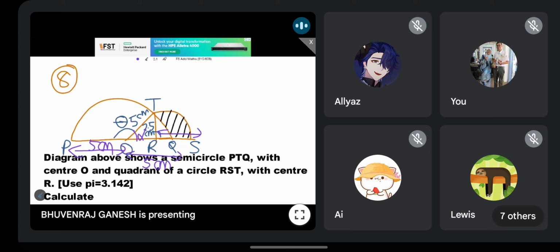Based on the diagram, you don't need to calculate. Just look and give the answer directly. What is the length for RS? Yes, very good. 2.5 cm, because RT and RS are the radius of the quadrant. Jejari sukuan tu adalah RT dan RS.